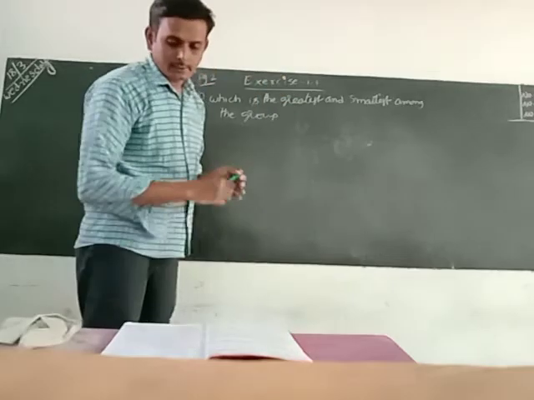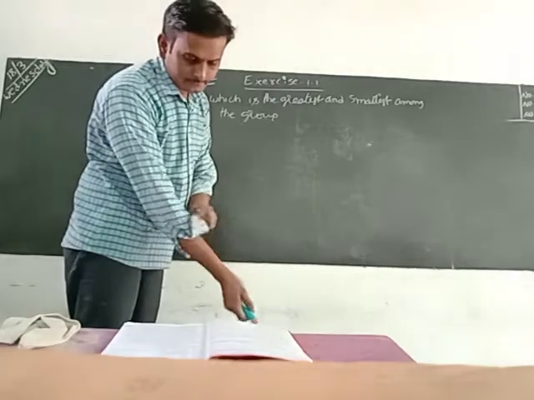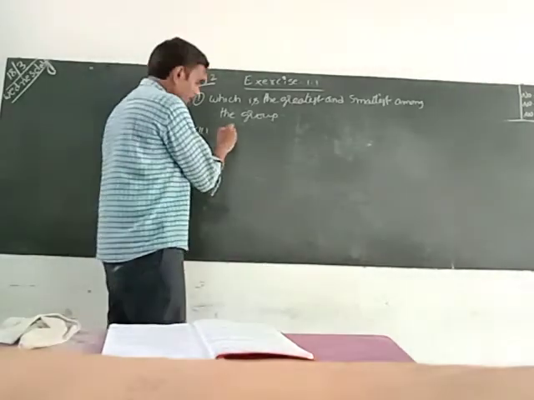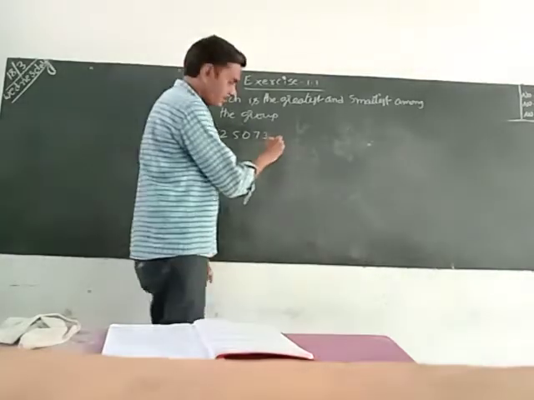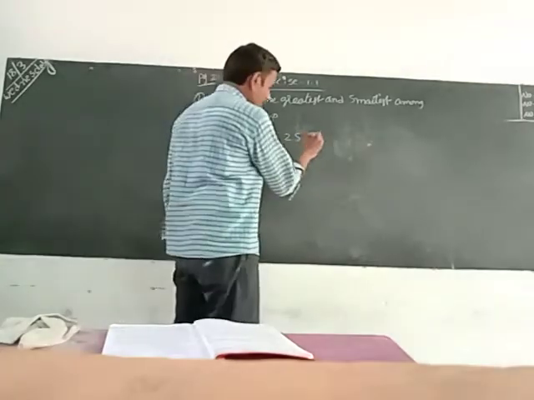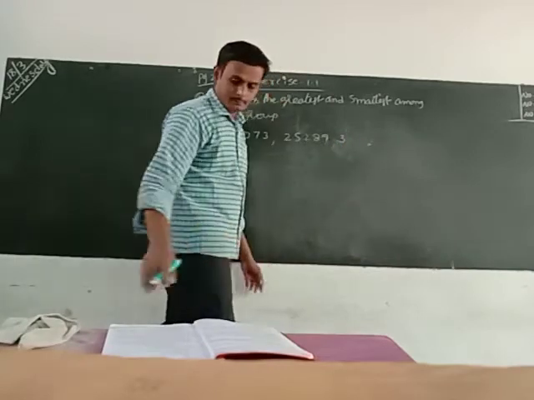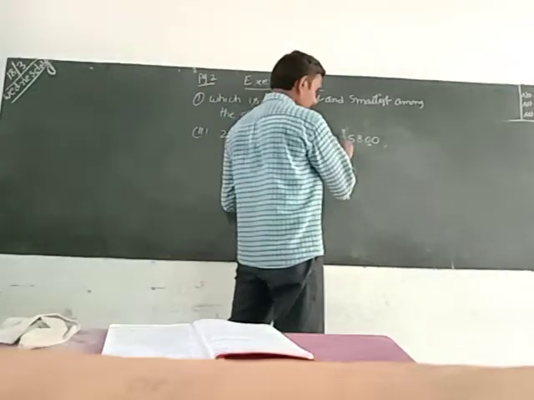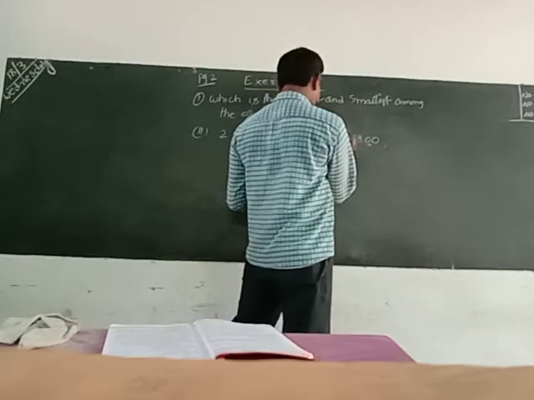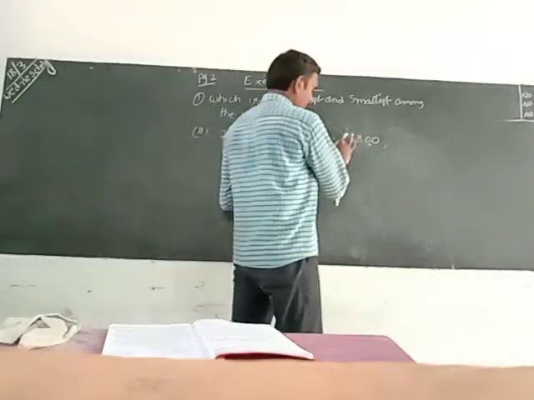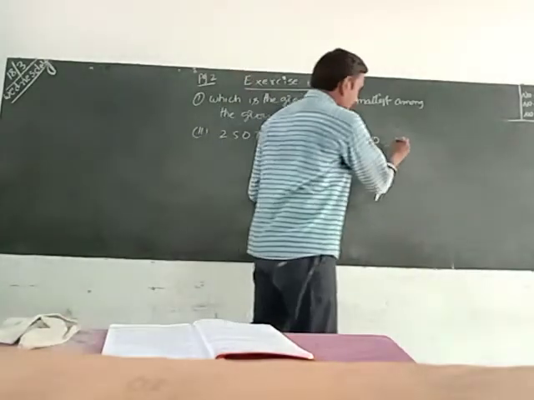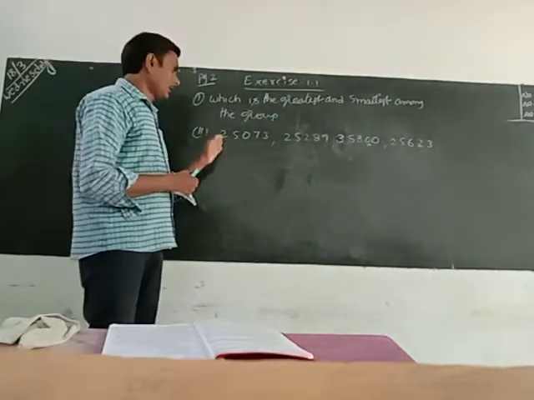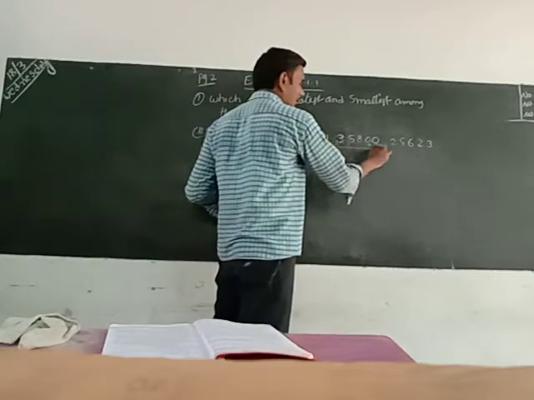The numbers I take into consideration are: 25073, 25289, 35800, and 25623. This is the first number, second number, third number, fourth number.